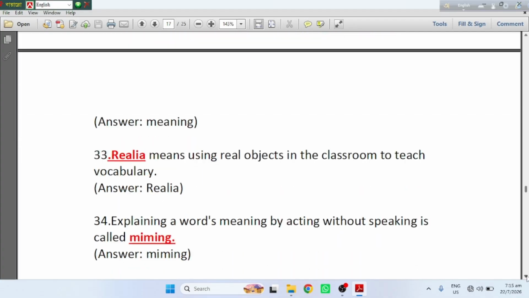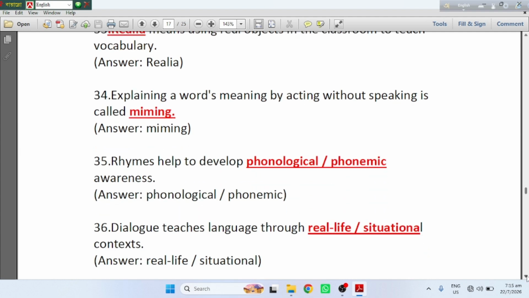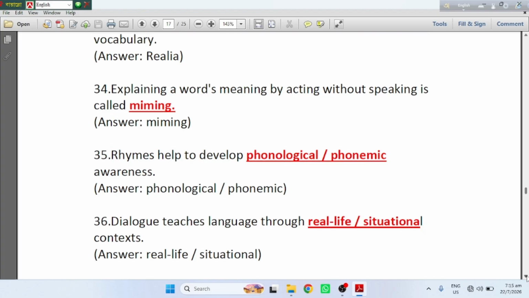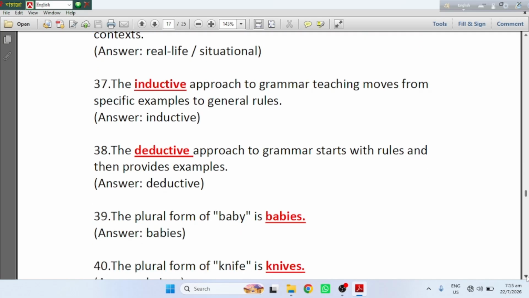Realia means using real objects in the classroom to teach vocabulary. Explaining a word's meaning by acting without speaking is called miming. Rhymes help to develop phonological or phonemic awareness. Dialogue teaches language through real life situations. The inductive approach to grammar teaching moves from specific examples to general rules. The deductive approach to grammar starts with rules and then provides examples.